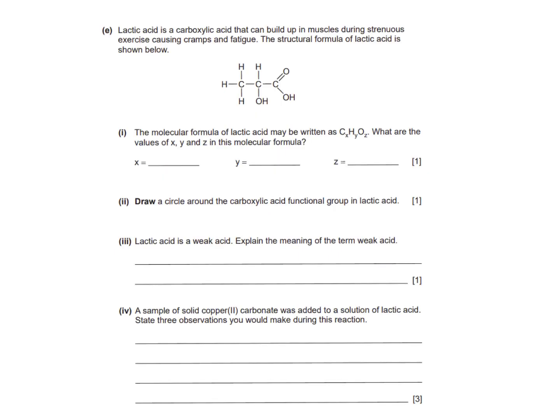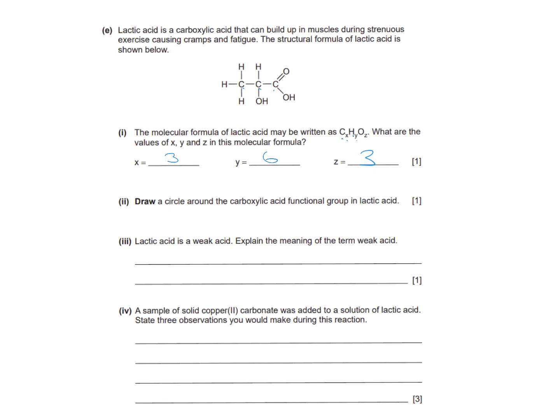Part 1, I'll have to give the values of x, y, and z. Well, x relates to the carbons. So let's see, there are 1, 2, 3 carbons there. So x is going to be 3. Y relates to the hydrogens. Let's see, so we've got 1, 2, 3, 4, 5, 6. And then Z belongs to the oxygens. So count the total number of oxygens. There are 1, 2, 3.